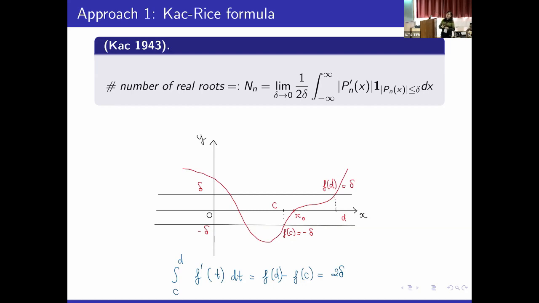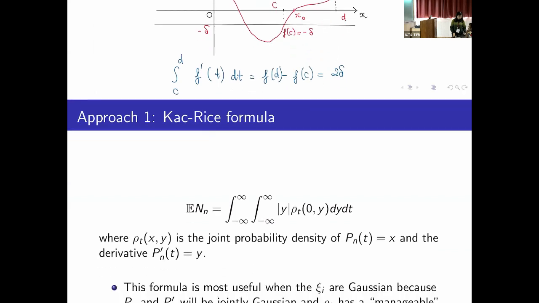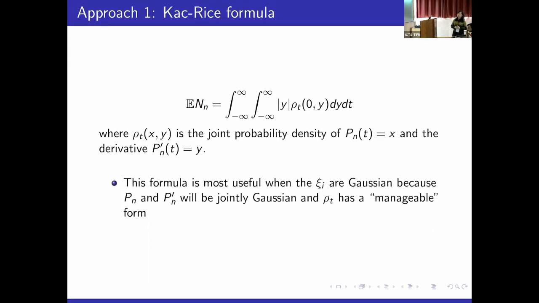Now, the integration that we see in the box on the neighborhood of x0 becomes just the integral from c to d of the absolute value of the derivative, which in this case is non-negative. So it will be the integration of f prime, which is f(d) minus f(c), and that is 2 delta. That explains why when we divide by 2 delta, we count 1 root. So that is the proof of this observation. And from here, if we take the expectation and assume everything is nice, we can bring the expectation inside. That gives us this formula, which is nowadays known as the Kac-Rice formula.